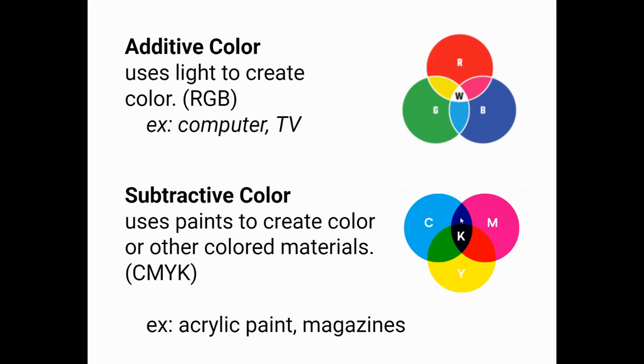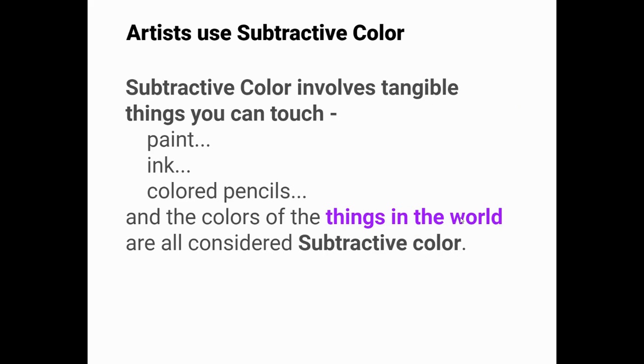Subtractive color is the opposite. It uses paint to create color or other colored materials. It tends to use a CMYK model, which is cyan, magenta, yellow, and together those create black. When you look at a piece of paper, it is white. Okay, when you start adding things on, you can get to creating black. So examples of this are paints like acrylic paint, oil paint, watercolor, magazines, printed materials. Artists use subtractive color, okay?